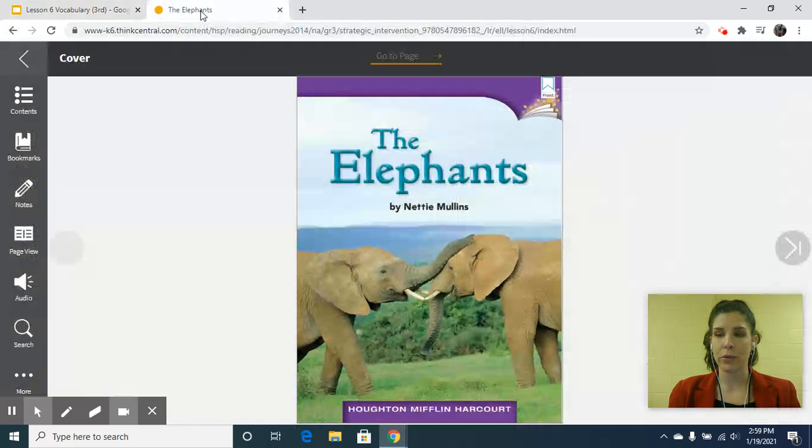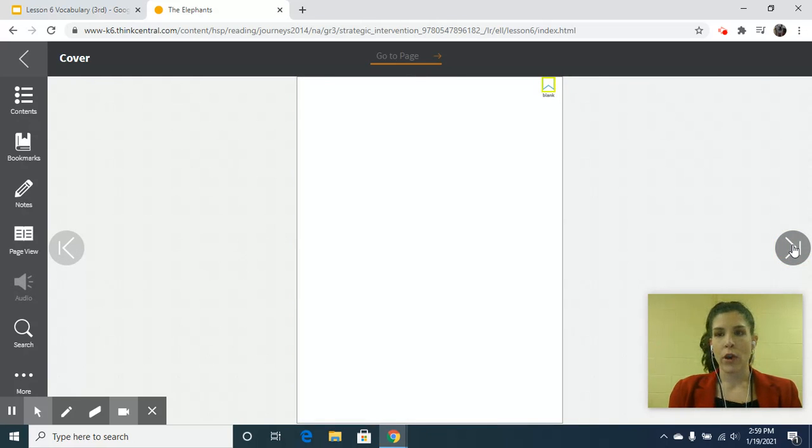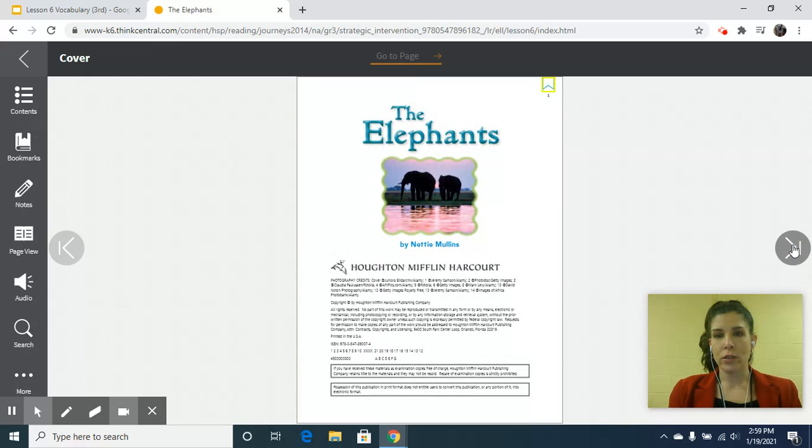So now we're going to go into our story. So the elephants. On the front cover, we have our title, The Elephants, the author's name, Nettie Mullins, and these are two elephants playing on a grassy hill. So remember, you can always use your flowchart when reading a story so you can remember what happens first, what happens next, and what happens finally when you're doing your sequencing.